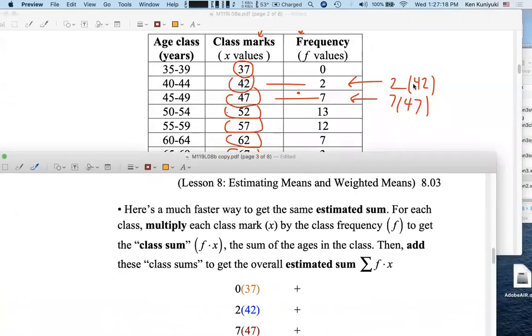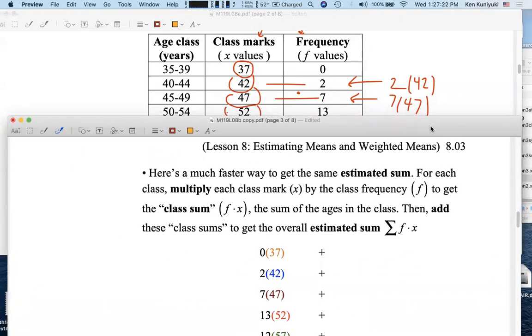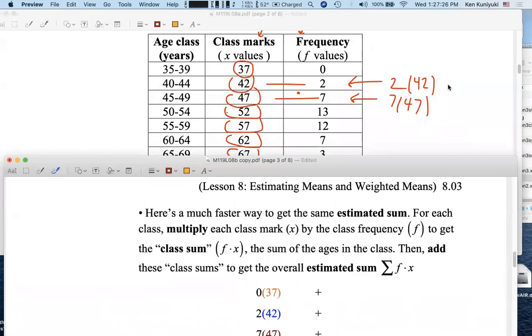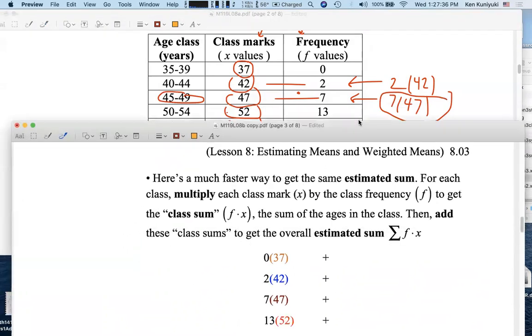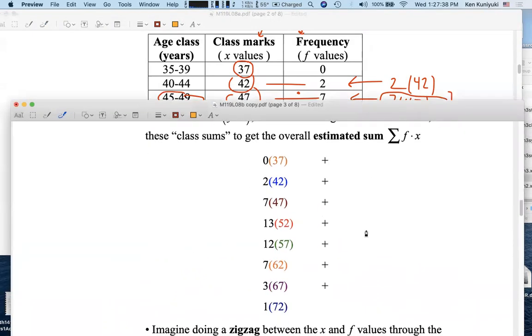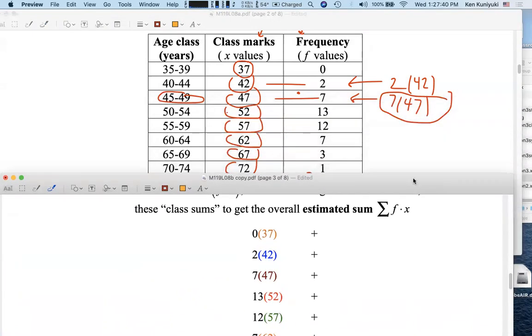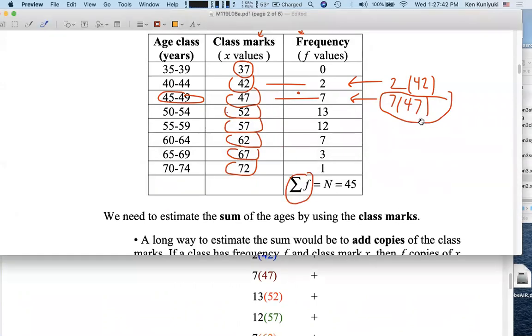These are values of f times x, 2 times 42, 7 times 47, and so forth. And these class sums would be the sums of the ages in the class. So this here would be the estimate for the sum of ages in this third class. Right. So then we would get this. The computation arises from a zigzag. And we see these zigzags a lot in our statistics class.